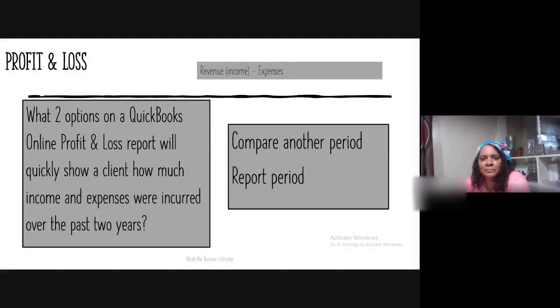Profit and loss statement. So the profit and loss report is reflective of the company's revenue or income minus expenses. What 2 options on a QuickBooks Online profit and loss report will quickly show a client how much income and expenses were incurred over the past 2 years? That would be compare another period and report period.